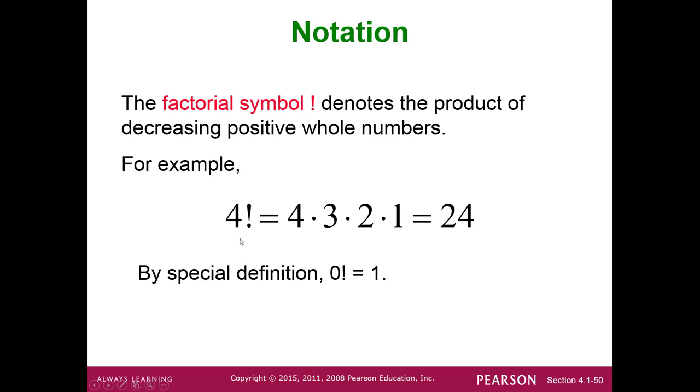You know how much we love that in math. So this, 4 with a little exclamation mark, is called 4 factorial. The exclamation mark is the factorial symbol, and it just means multiply 4 times 3 times 2 times 1. Of course, if you have 25 factorial, that's a pretty long string of numbers to plug into your calculator.